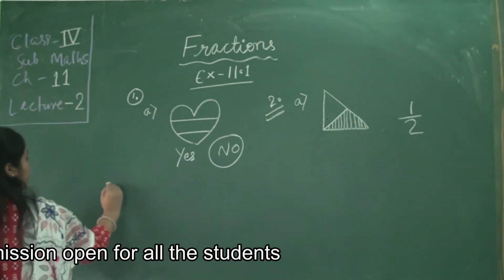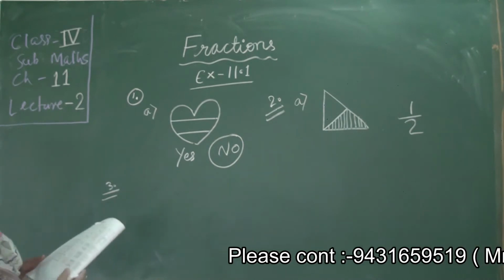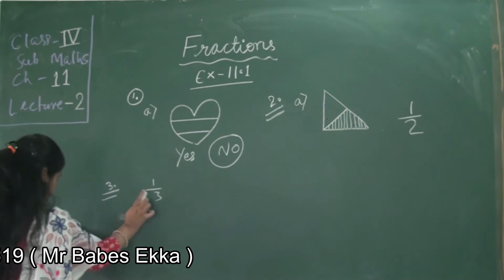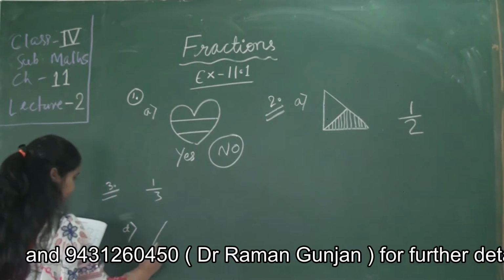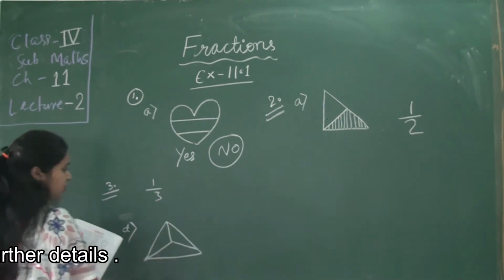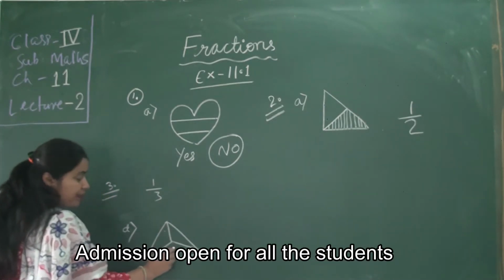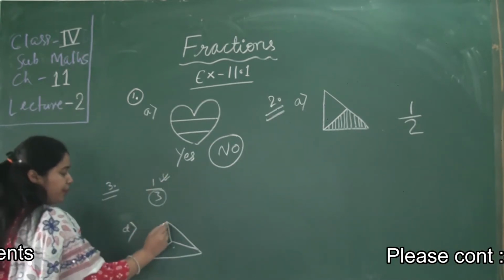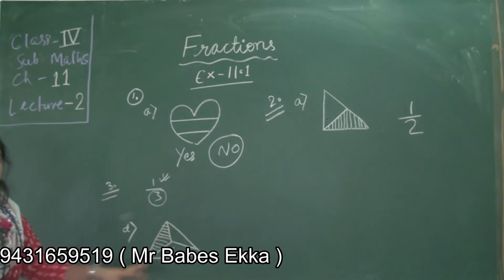In question number 3, the question is to shade 1/3 of each shape. This is the question, and you have to shade 1/3 of the shape. There are 1, 2, 3 parts, so out of the total of 3 equal parts we have to shade one part. So we have shaded 1/3 of the shape.